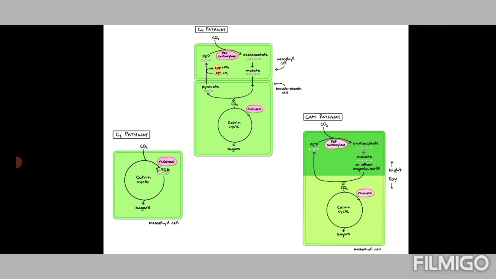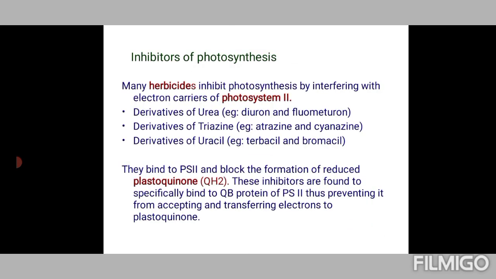And this is the pictorial representation of the C3 pathway, C4 pathway, and CAM pathway. And obviously, the C3 pathway is the one which eventually leads to the synthesis of carbohydrates. And these are inhibitors of photosynthesis. There are certain inhibitors which are used as herbicides. Specifically, there are certain herbicides which block the electron carriage mechanism in photosystem II. Examples are derivatives of urea, derivatives of triazine, and derivatives of uracil, like diuron, atrazine and bromacil. They act as herbicides by blocking electron transfer to plastoquinone. So the plastoquinone will not be converted to plastoquinol. So that's how they act.